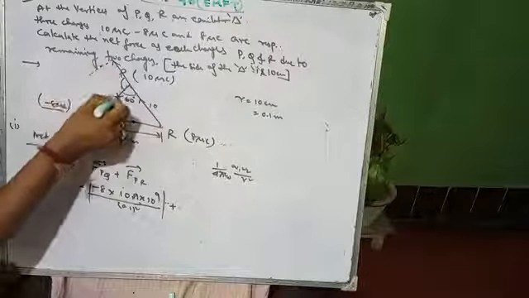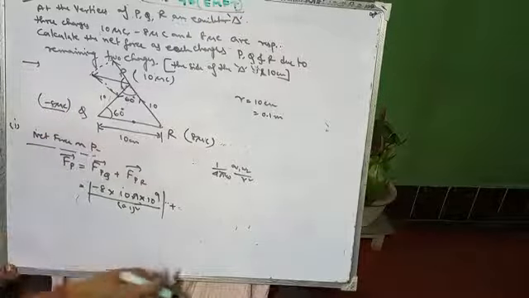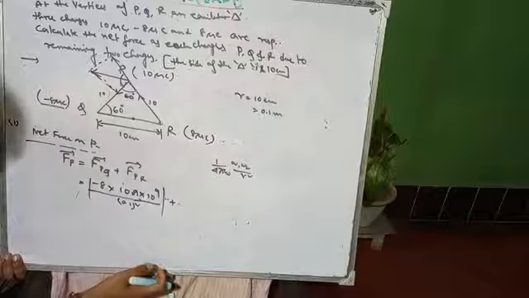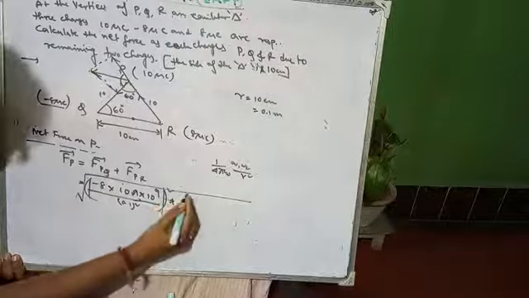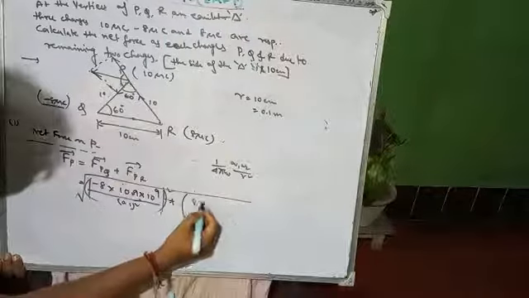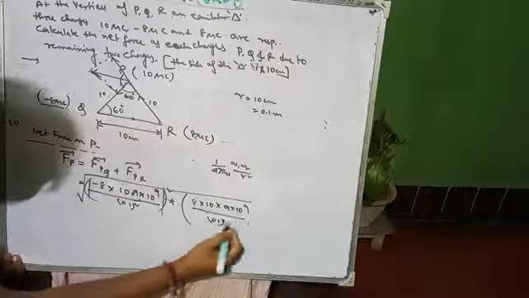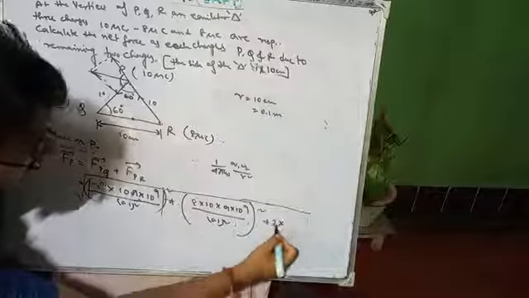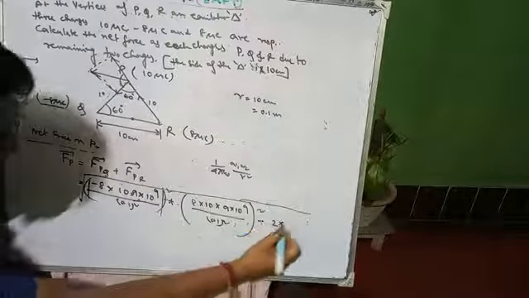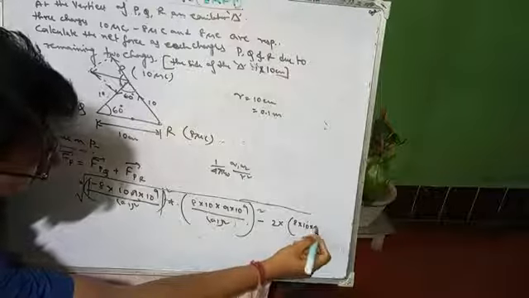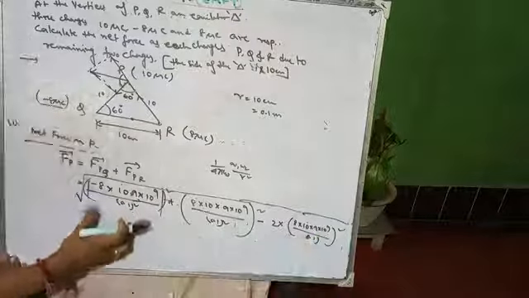So if we add the vectors, your result will be root over of this square plus PQ. PR means 8 into 10 to the power 10 into 9 into 10 to the power 9 by 0.1 square, the whole square, plus 2 into this one multiplied with this one. That means it will be negative of 8 into 10 into 9 into 10 to the power 9 by 0.1, the whole square. Because we are taking the formula, what will it be?